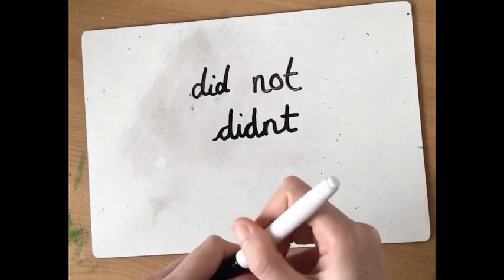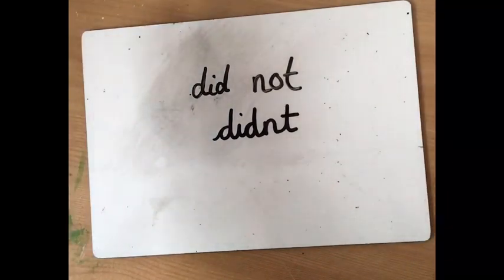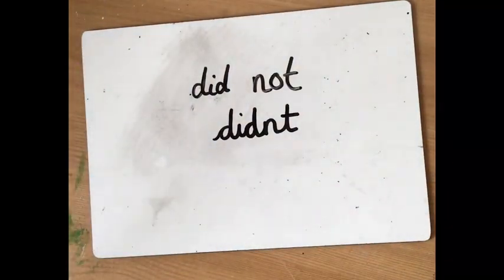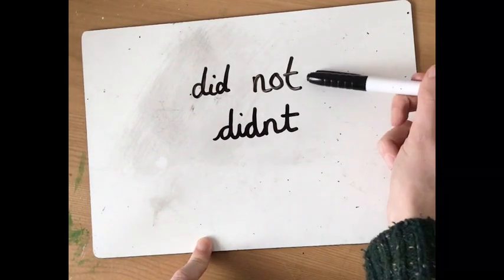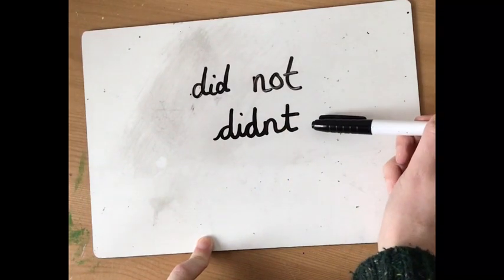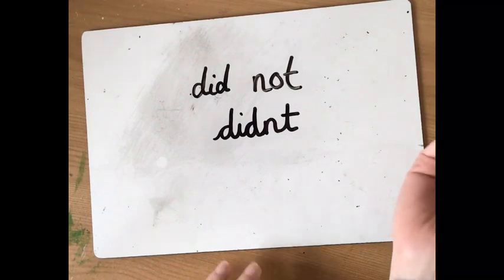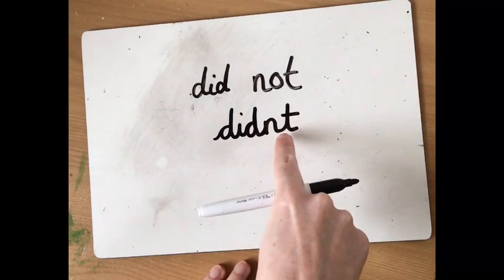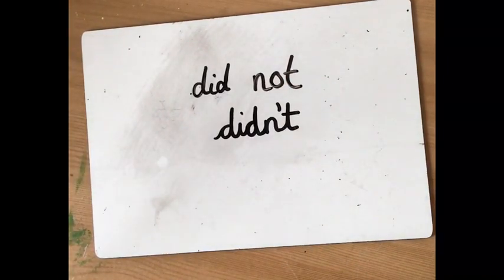Didn't. Now can you see that as I've pushed them together, I've managed to squeeze out one of my letters? Which letter is missing in the word didn't? Which letter's been lost from the words did not? The O. The O's been squeezed out, hasn't it, as it's been shortened. Now to show that this O is missing, we have to use our apostrophe. So where that O should be, which is here, I can use my apostrophe to show that it's missing. So did not becomes didn't.